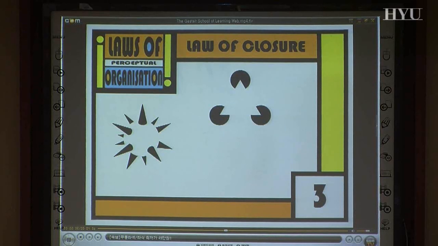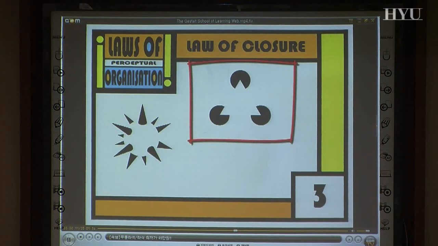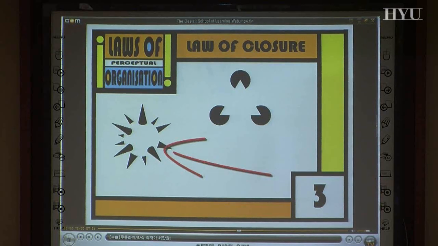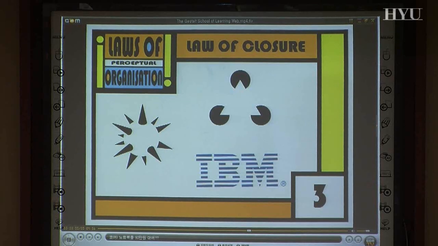In at number 3, law of closure. This example is a tendency to close simple figures, therefore filling in missing parts to make a whole. If you look at this example here, I bet you see a triangle, don't you? And this figure is pretty cool too. Even though you're only looking at triangular shapes, you see a big spiky sphere, like a big spiky planet or something. A real life example of this is the logo.